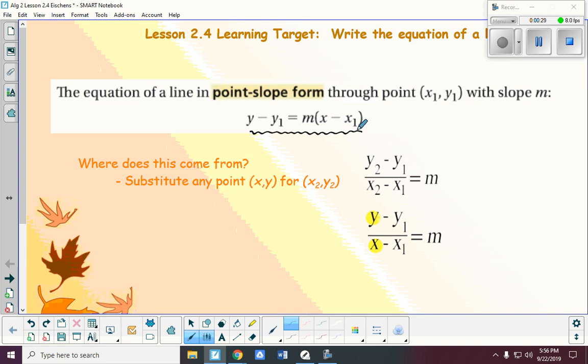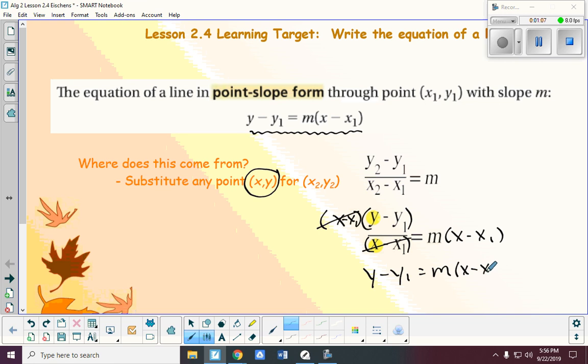Now, this is used when we only know one point and we know a slope. And so for the second point, since we don't know it and it could be anything, we just will put in x, y for x2, y2. So in this next step here, you can see where I substituted in a y and an x for the y2 and x2. And then you just simply multiply both sides by x minus x sub 1. And so that cancels on this side, and you're left with y minus y1 equals m times x minus x sub 1, and that's how you get your point-slope formula.